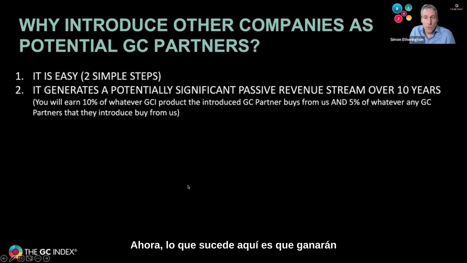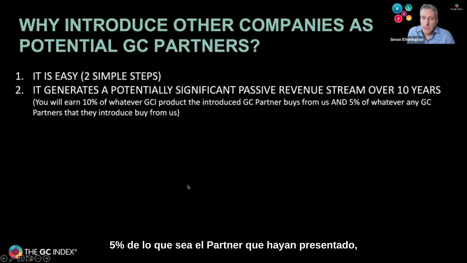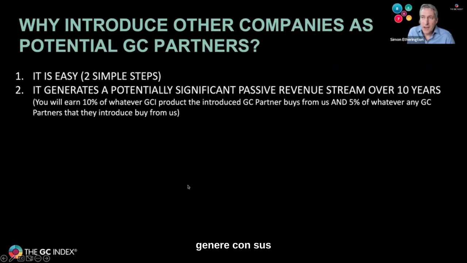Now, what happens here is you will earn 10% of whatever a partner that you introduce buys from us over the next 10 years. But also, since the 1st of January this year, we've also included that you'll benefit from 5% of whatever the partner you've introduced then introduces their own partners and whatever product they buy. So it's 2 levels now. It only used to be 1 level.